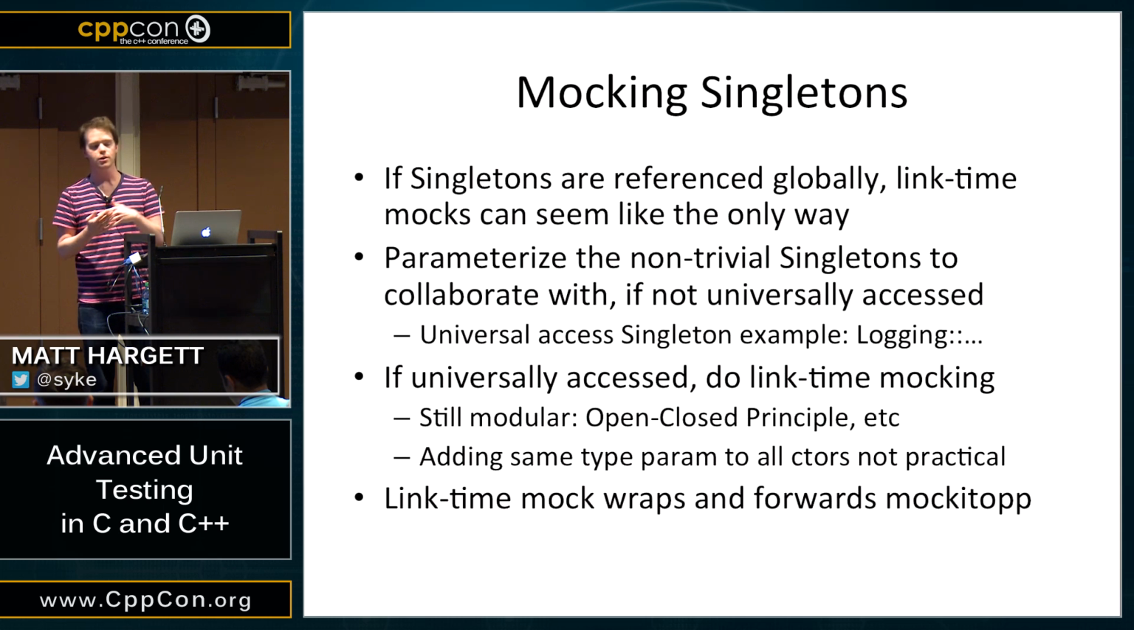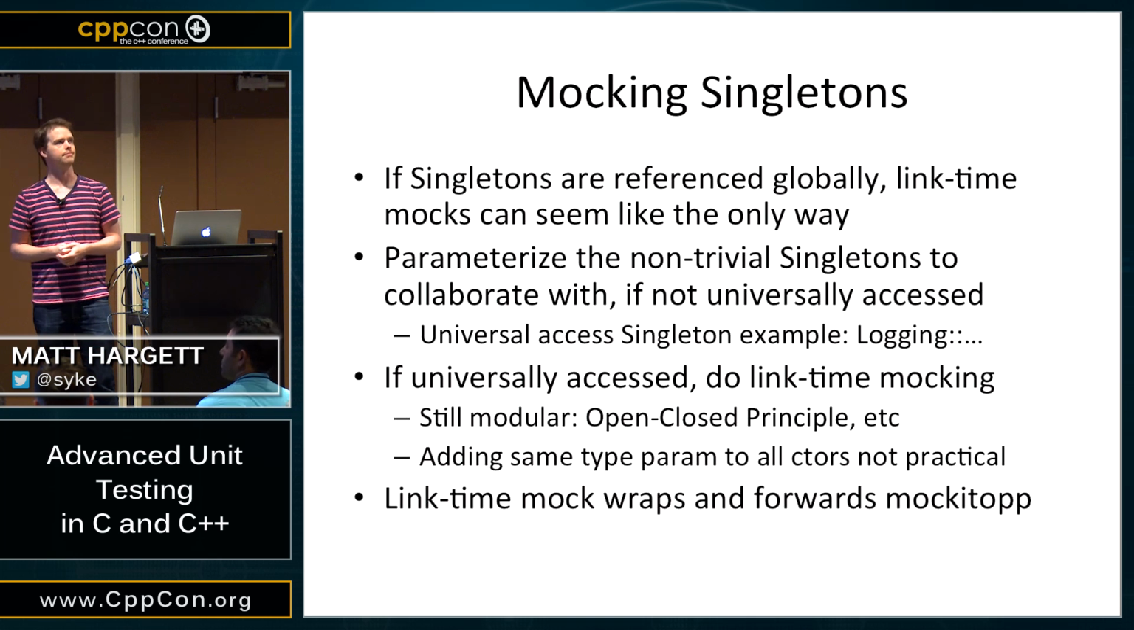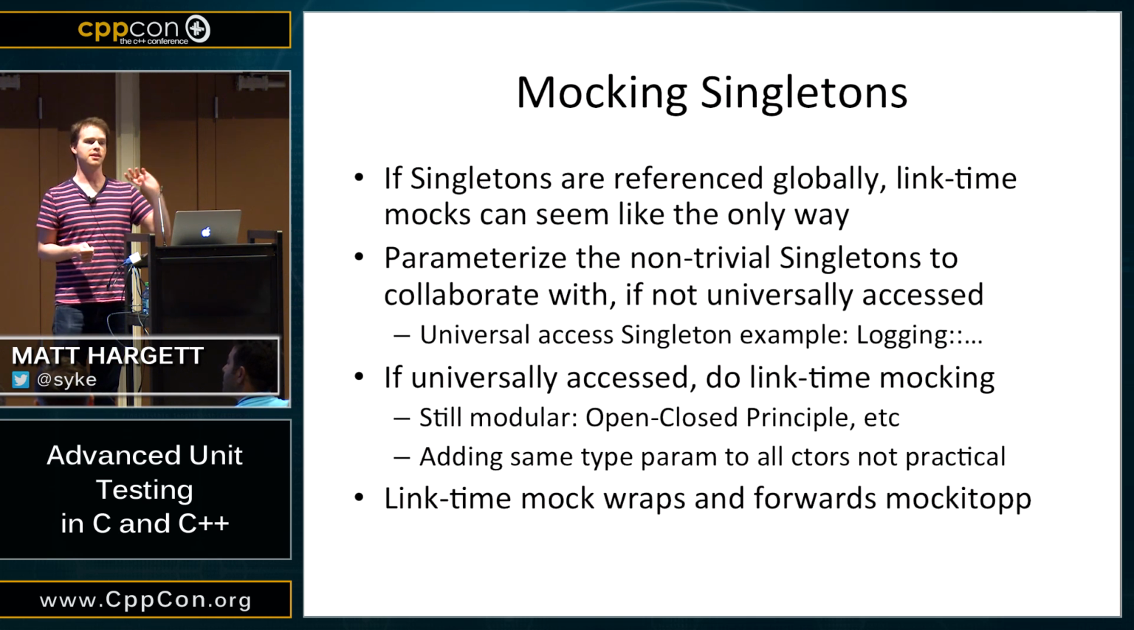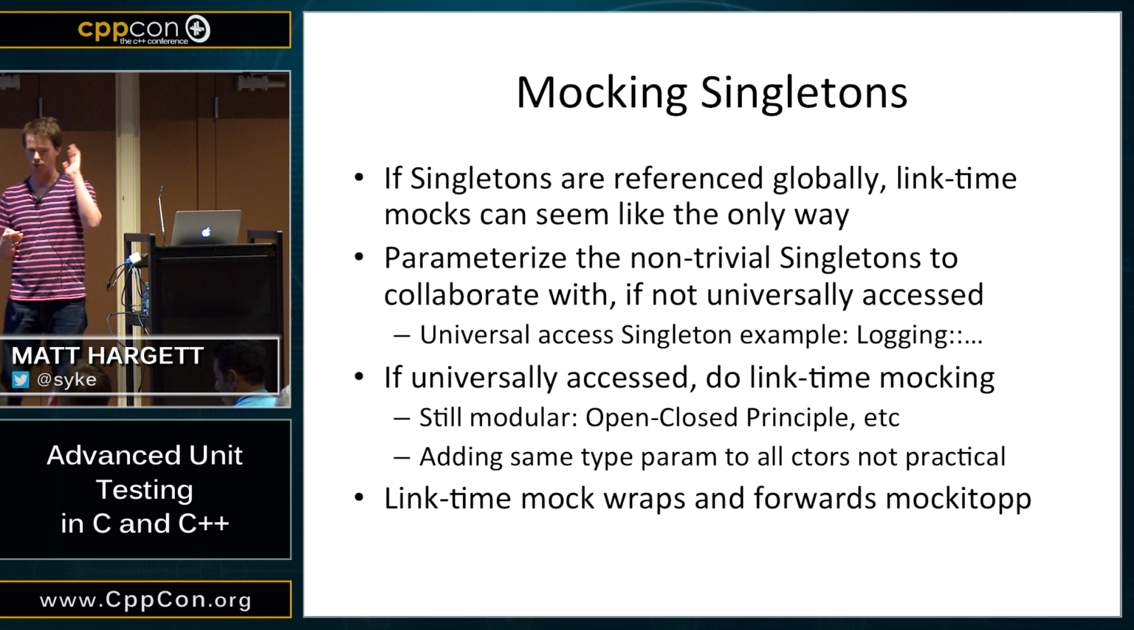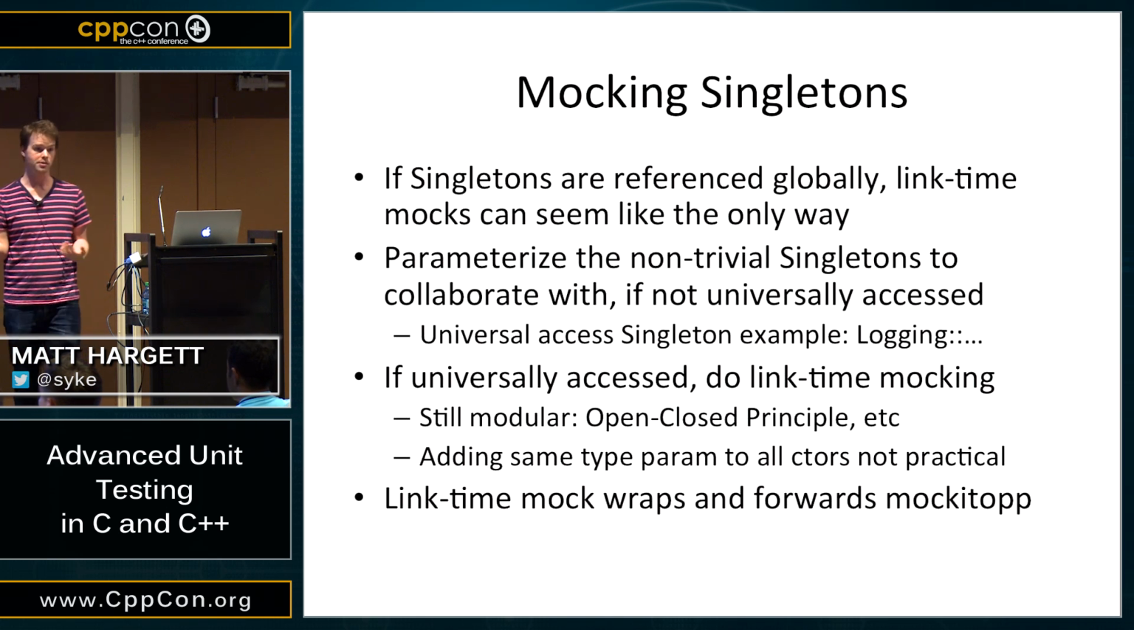So for non-trivial singletons that you collaborate with, what I talked about last year is that instead of just referring to the global symbol of, I don't know, statistics instance increment, or arrow increment or whatever you're doing, everywhere, you parameterize statistics into the constructor of the class it's being used in, so that your interface advertises its collaborators as much as possible. Generally good practice.